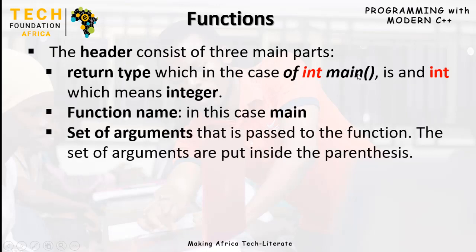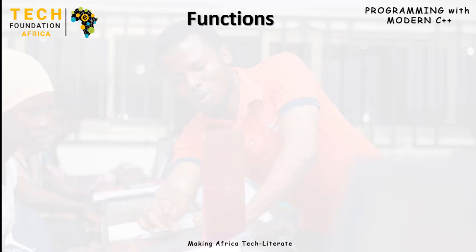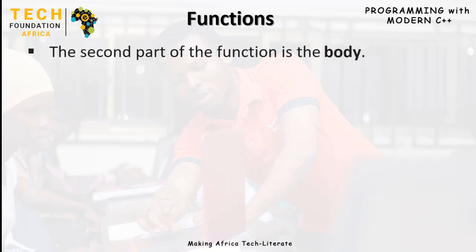For this function main, you realize that there is nothing in between the parentheses, so we say that it has empty arguments. No argument has been passed. However, as we progress in these tutorials, we will pass some arguments called command line arguments to the main function. Command line arguments are values that you pass to a program as you run it at the command prompt or the terminal. I'll do some demonstrations on that for you to understand what it means.